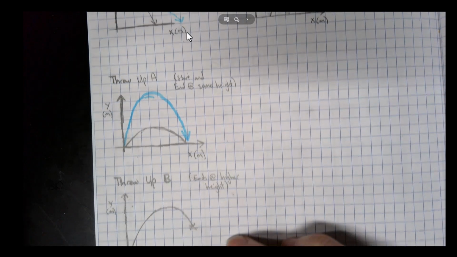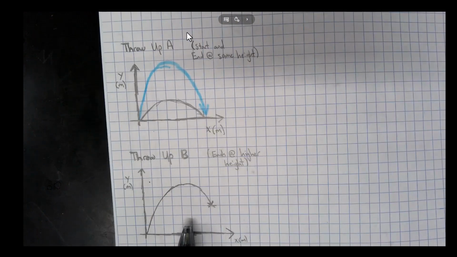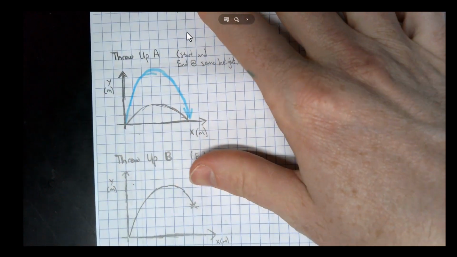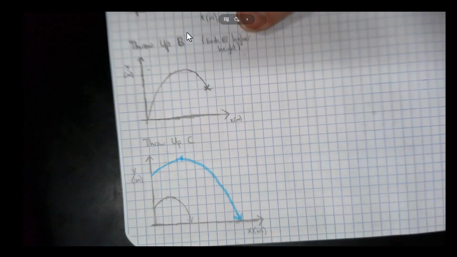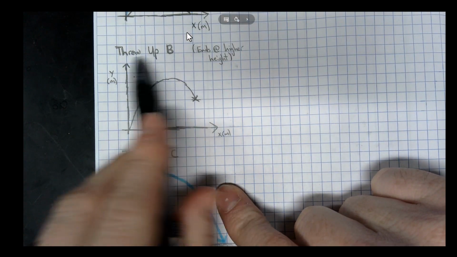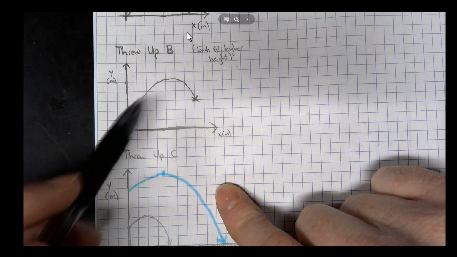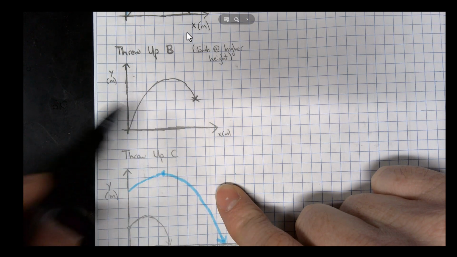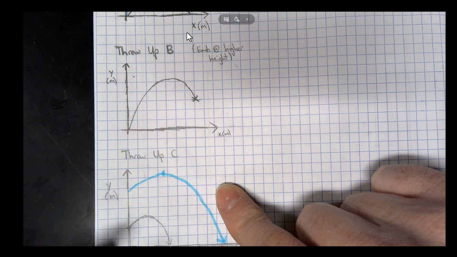A throw-up B problem will end at a higher height than you started. So on this one, it starts off, it goes up a certain amount, and then it hits some position. I call it throw-up B because it's like a basketball. When you shoot a basketball, you're trying to go into the goal, and the goal is at a higher height than you initially are. So a throw-up B would be considered a basketball problem.